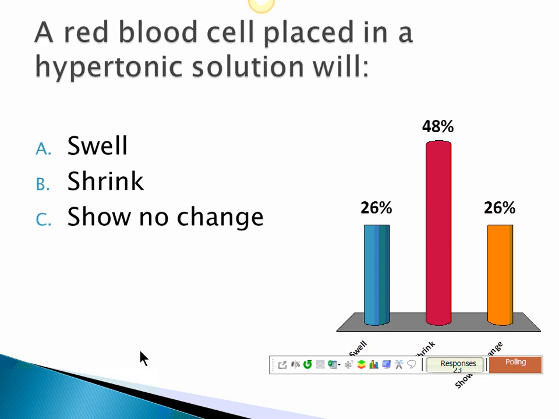How does water move? From hypotonic to hypertonic, right? So the red blood cell in effect is hypotonic, this is hypertonic. So the hypertonic solution will draw fluid from the red blood cell, so it will automatically shrink. If on the other hand, I put a red blood cell in a hypotonic solution, so that solution is hypotonic compared to the red blood cell, what will happen? Water will move from the solution into the red blood cell and it'll swell and it will rupture. Okay?